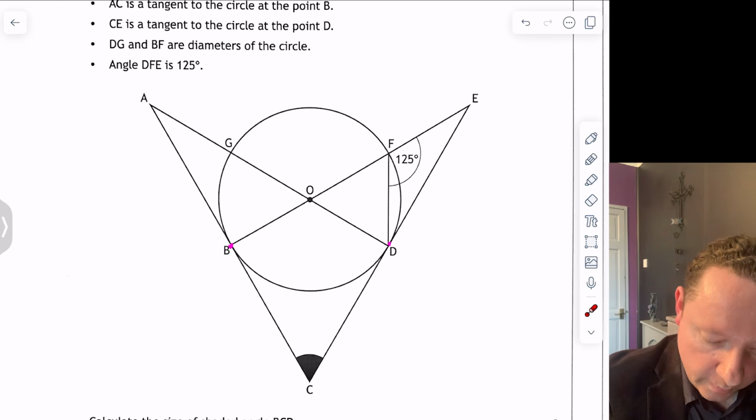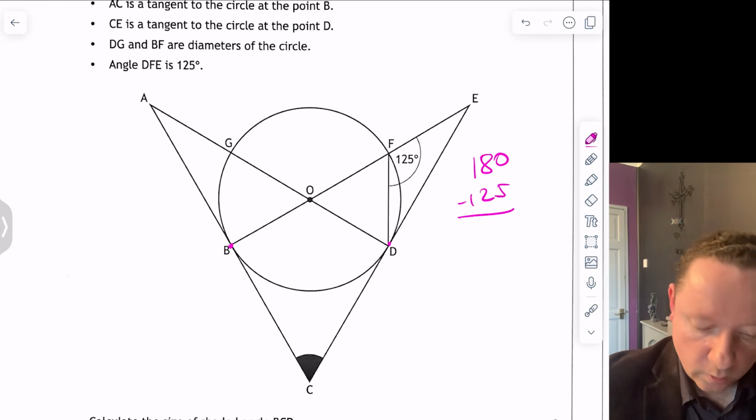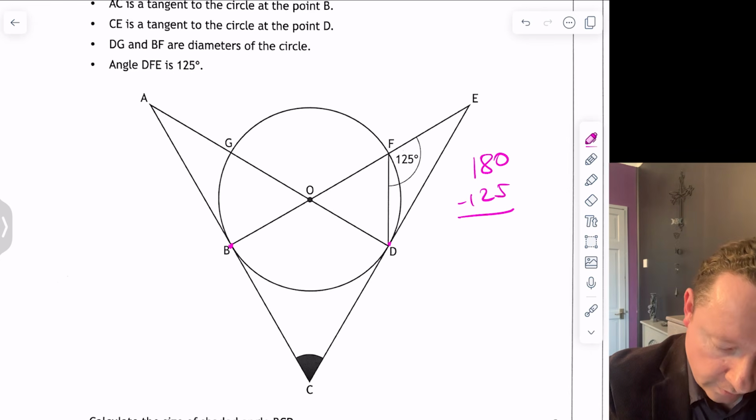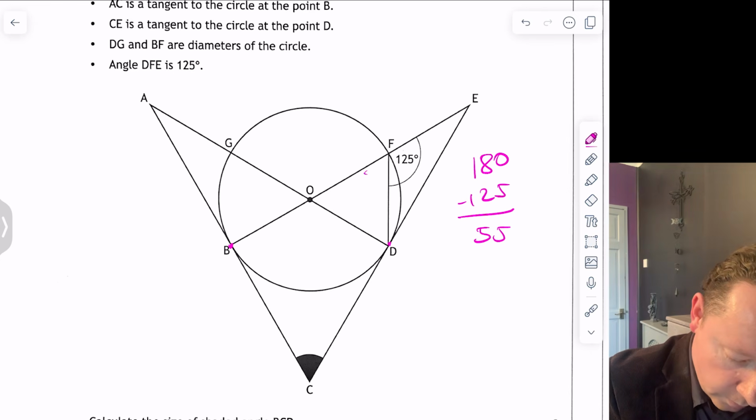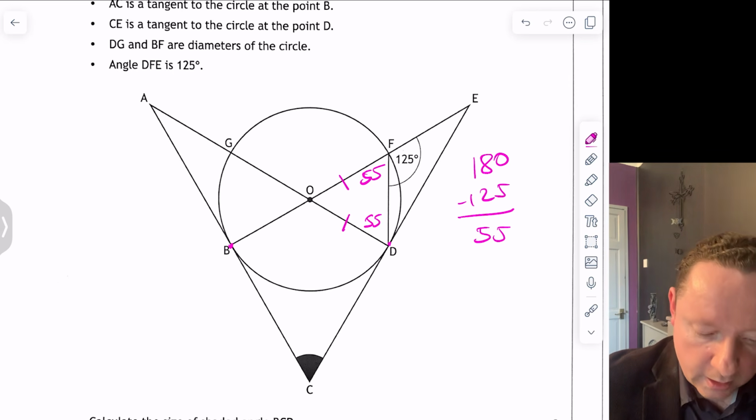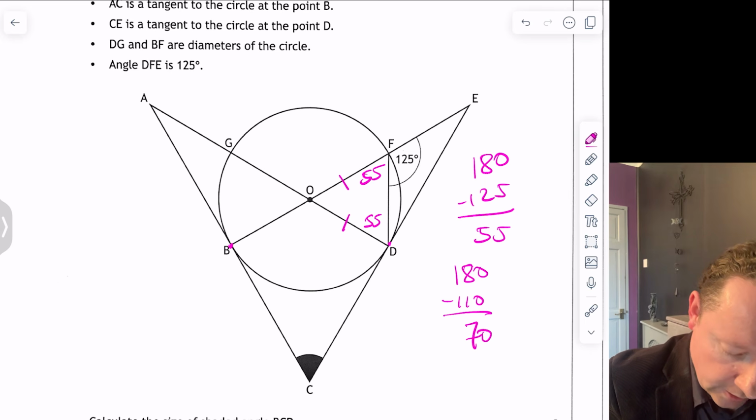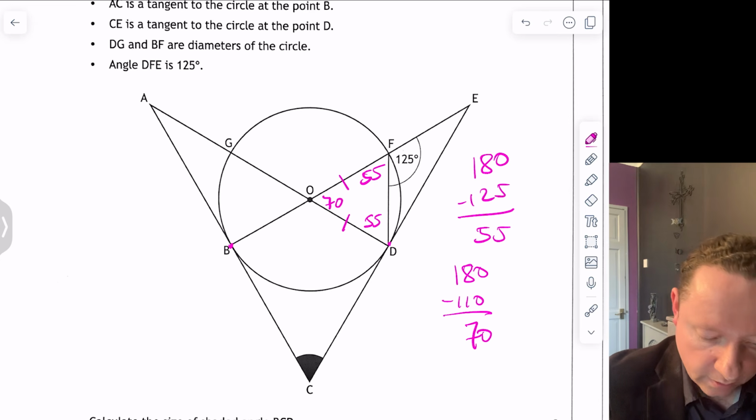So I'm going to do 180 minus 125. So 25, 35, 45, 55, 65, 75 makes 55. So I now know that this one up here is 55. But because that's a radius and that's a radius, this one down here is also 55. So I can now do 2 55s is 110. 180 minus 110 is 70. So I get 70 in the middle straight away, basically.